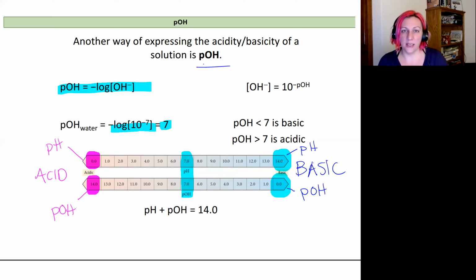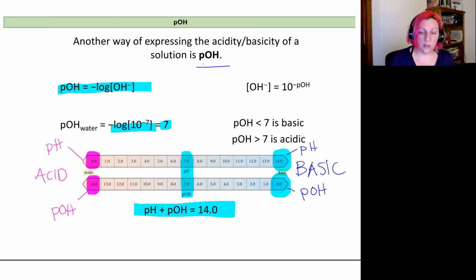But from this and from that Kw expression, we can actually pull out this really handy expression that the numeric value of our pH plus our pOH will equal 14. Mathematically, what we're doing to get here is taking that Kw expression. So Kw, remember, is equal to 1 times 10 to the negative 14th, which is the product of these concentrations of hydronium ion and hydroxide.